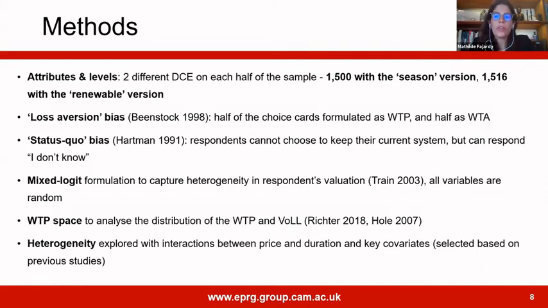Another important choice is whether the DCE is formulated as willingness to pay to avoid or willingness to accept compensation. Typically in the literature, we see that people want to receive a much higher compensation for interruptions than they are willing to pay to avoid, which is referred to as the loss aversion bias. So it's important to be careful in the formulation. So following Ofgem methodology, out of the 8 choice cards that each respondent sees, half of the choice cards were formulated as willingness to pay, and half of the choice cards were formulated as willingness to accept. And then we can see the difference in VOL based on the two formulations.